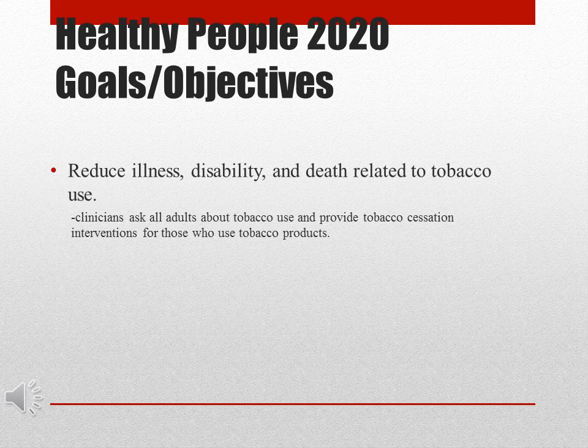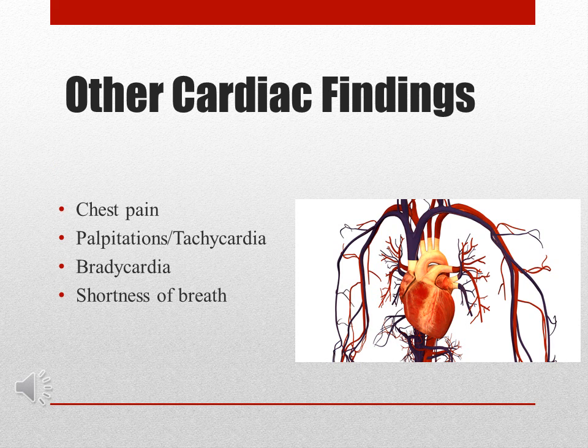Reducing illness, disability, and death related to tobacco use is another goal and objective of Healthy People 2020. Clinicians ask all adults about tobacco use and provide tobacco cessation intervention for those who use tobacco products. Other cardiac findings you will be responsible for assessing include chest pain. Does this patient have chest pain with activity, or does the chest pain happen at rest? If so, do they take anything for the chest pain?